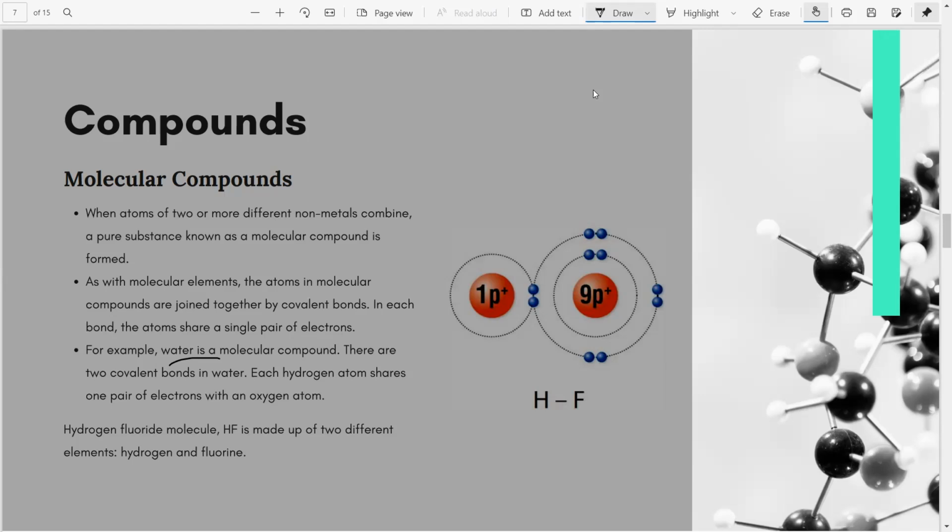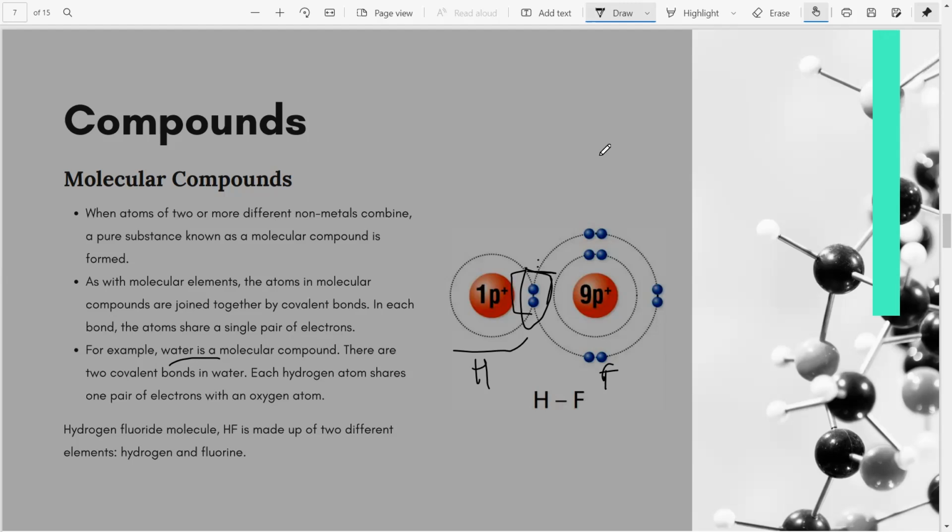The other example we have here is that of hydrogen fluoride, which is made up of two different elements, hydrogen and fluorine. So here on the left is our hydrogen. Here we have the fluorine. And in the middle, you see this overlap is where the sharing is happening. So this here is the site of the covalent bond where the pair of electrons is being shared.